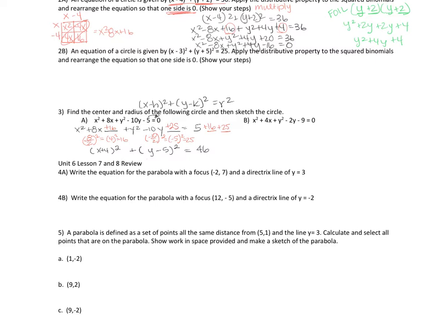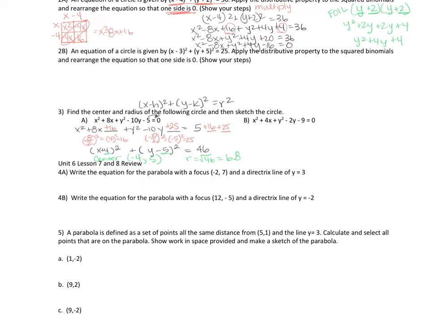So from this, I can get my center and I can get my radius. The center of my circle would be negative 4, positive 5. Remember, you have to think the opposite about what you see in parentheses. So this would be the center of my circle. And then the radius would be the square root of 46. The square root of 46 is a great answer, or if you take the square root of 46, you get approximately 6.8 or 6.78. And then it asked me to sketch my circle.